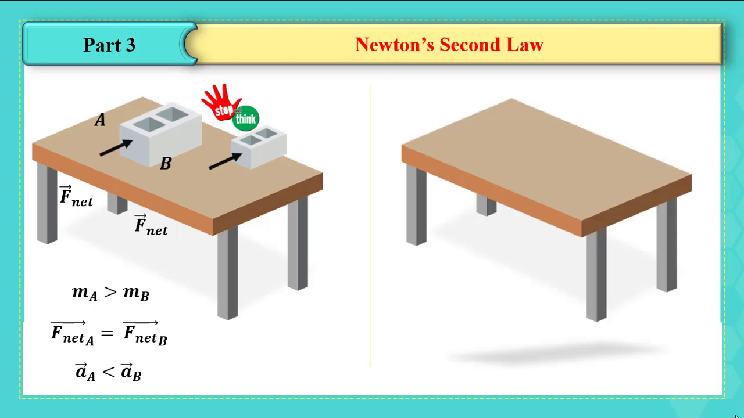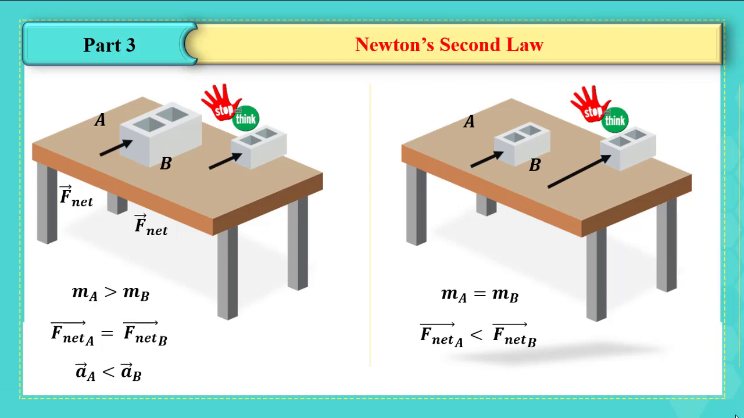Now, what if I have two equal masses? We are going to apply different forces such that the force acting on A is less than the one acting on B. In which case do you think the acceleration will be more? Of course, the one in which the force was more. And we can find that the acceleration of B is greater than the acceleration of A.